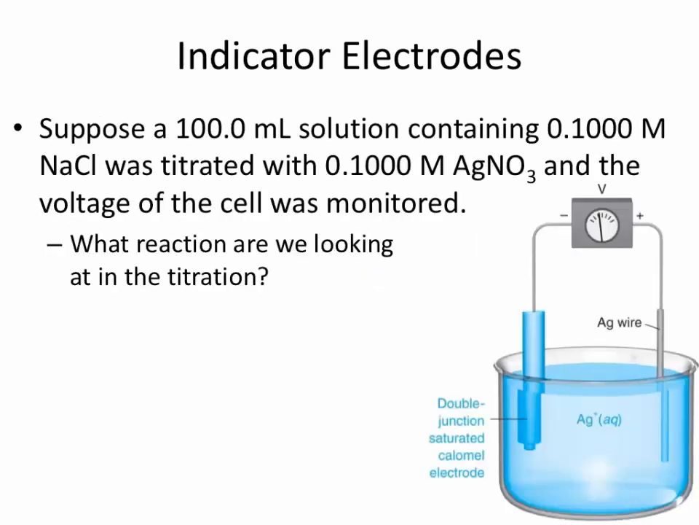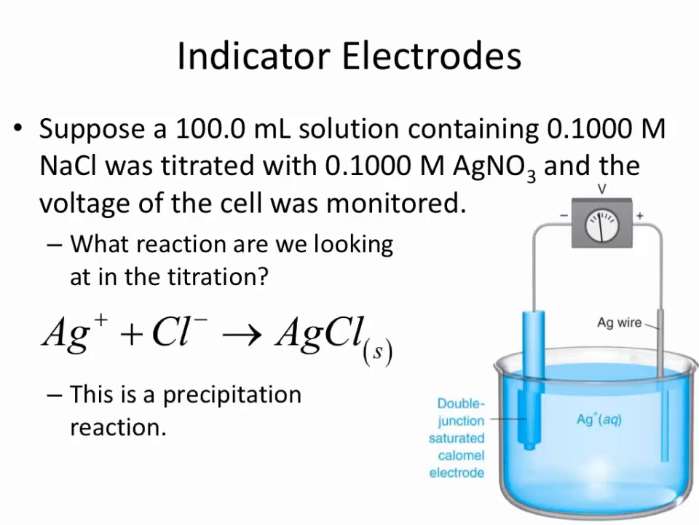Now suppose that we have a 100 milliliter solution containing 0.1 molar sodium chloride, and that was titrated with 0.1 molar silver nitrate, and the voltage of our cell was monitored. So what reaction are we looking at in the titration? Well, the reaction is between our silver ions and our chloride ions to form solid silver chloride, and this is a precipitation reaction.